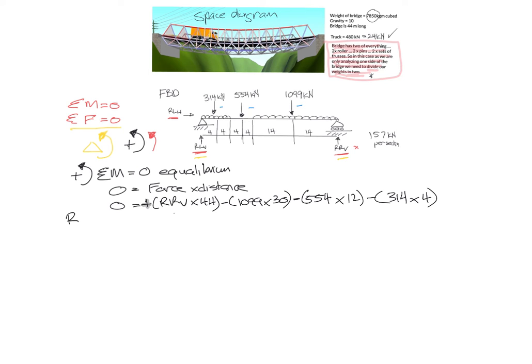So again, I've got RV by 44 will equal, now I've gone from a positive, so this is now a negative. I'm moving it across, so I need to subtract this from that side. Then I can start doing the calculations. I have 1099 by 30, which is 32970, minus 554 by 12, which is 6648, minus 314 by 4, that's a negative number as well, I should have put that in, which is 1256.